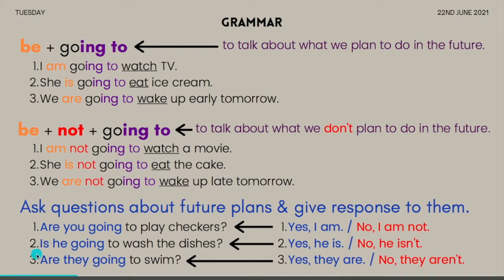Next, number 2. Is he going to wash the dishes? If your answer is positive, you can write this way. Yes, he is. Or, in the negative form, no, he isn't. Next, number 3. Are they going to swim? If the answer is positive, yes, they are. If not, no, they aren't. Alright, next.